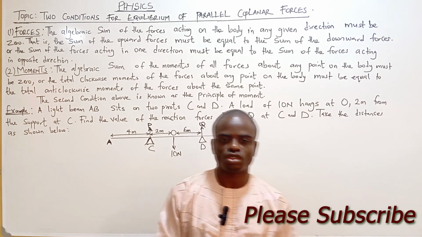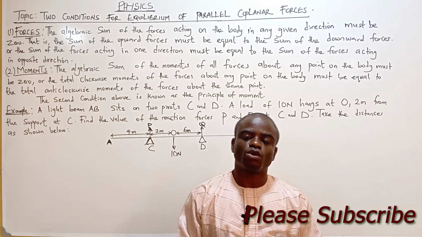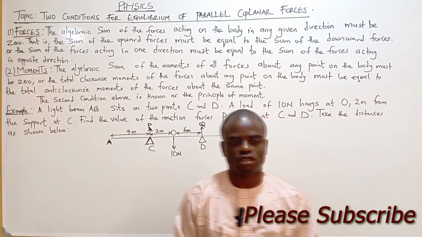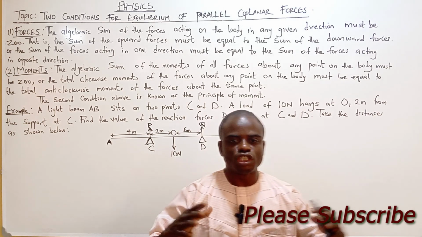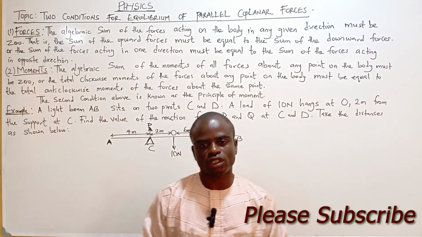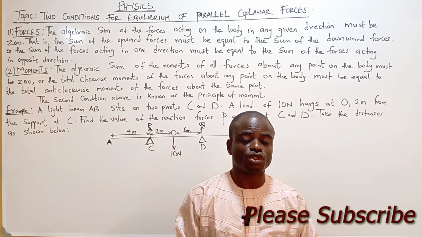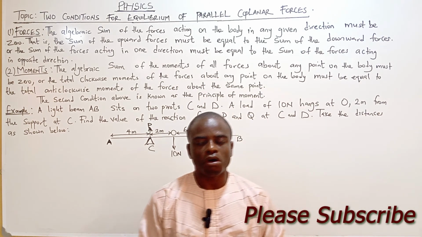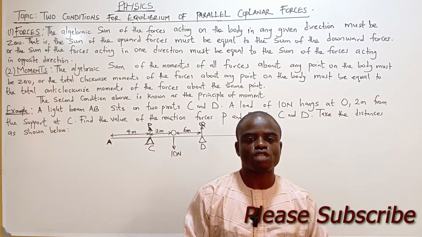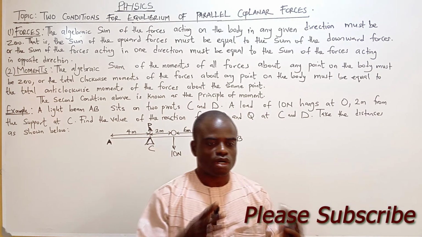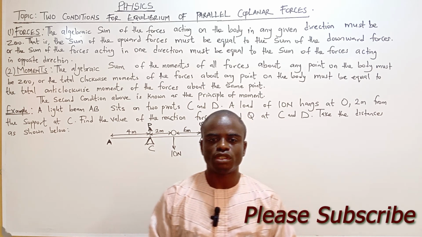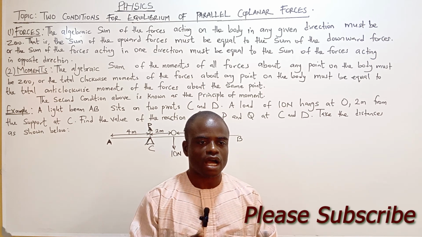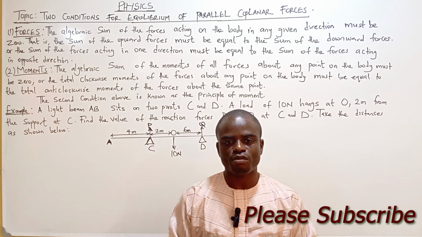The second condition for the equilibrium of parallel coplanar forces is on moment of force, which says that the algebraic sum of the moment of forces about any point on a body must be equal to 0, or the sum of the total clockwise moment of a force about a point on a body must be equal to the sum of the anticlockwise moments of the force about the same point.